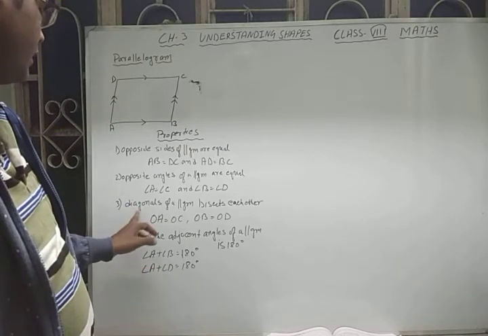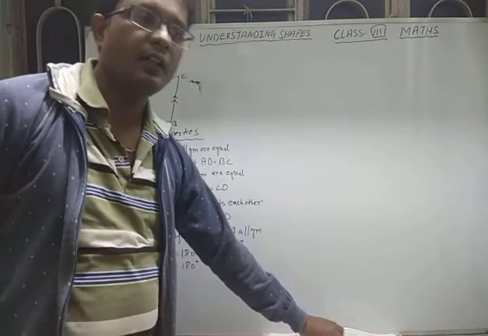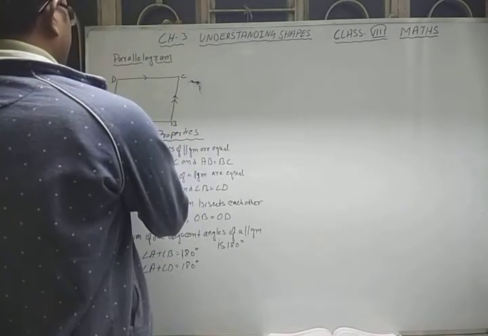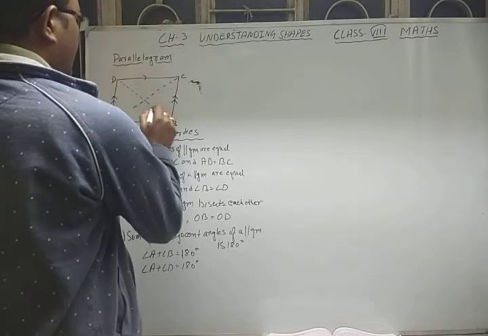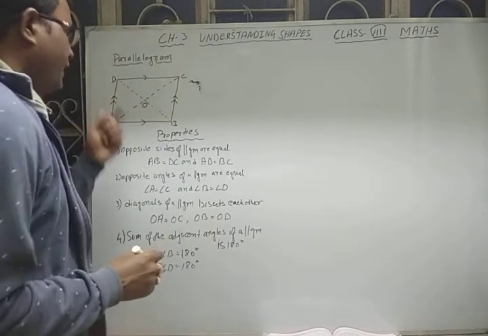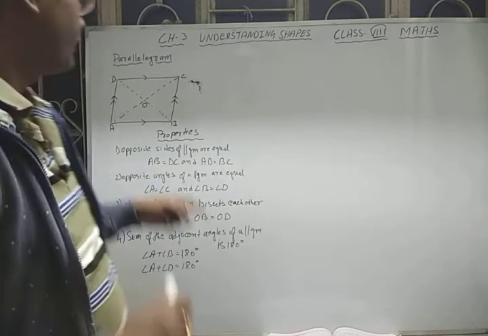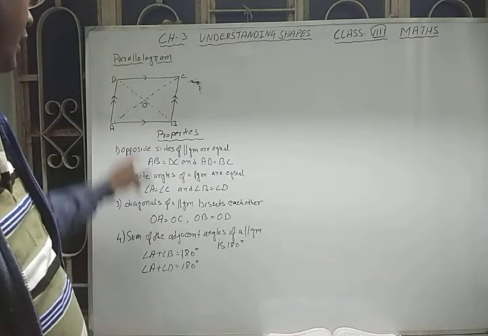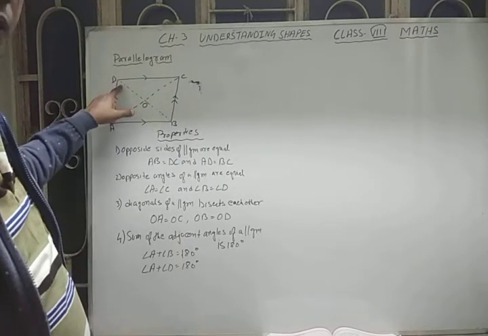The third one is that the diagonals of a parallelogram bisect each other. As you know, what is a diagonal? A diagonal is a straight line which joins two opposite vertices of a polygon. So this is a diagonal. One diagonal is AC, another diagonal is BD. If they intersect at the point O, that means they bisect each other. Bisect means they intersect each other at the midpoint. So O is the midpoint of AC and BD both. You can write AO is equal to OC, similarly OB is equal to OD.